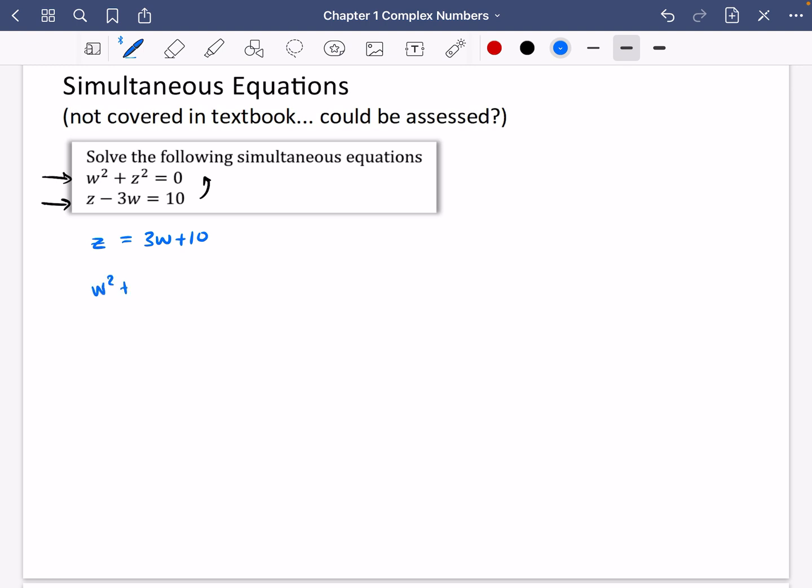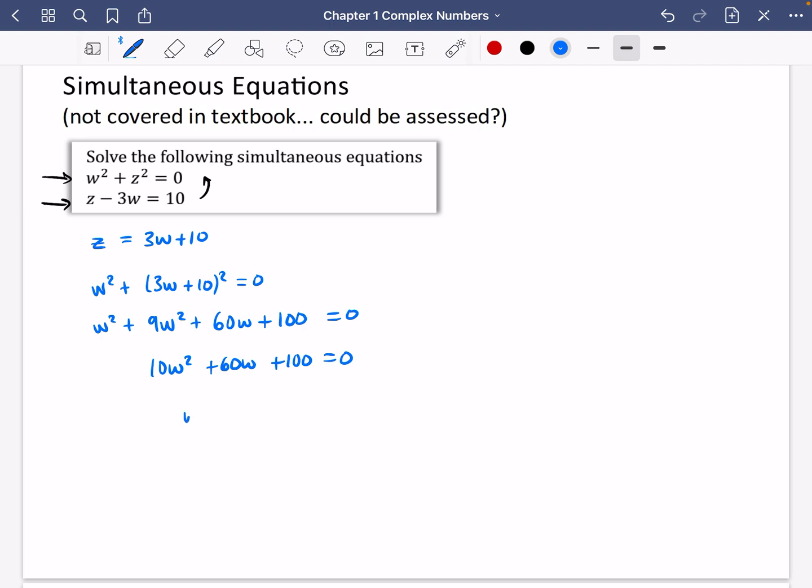So we get w squared plus z squared, that's (3w plus 10) squared equals 0. So it's w squared plus 9w squared. You get 3w times 10 twice, so that's 30 times 2, that's 60w, plus 100 equals 0. So 10w squared plus 60w plus 100 equals 0. You can simplify that, or you can just go straight to your equation solver on your calculator. I'm feeling pretty lazy today, so I'm going to do that.